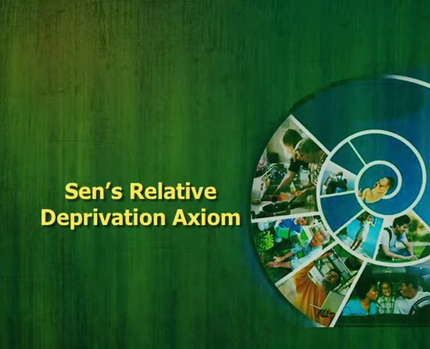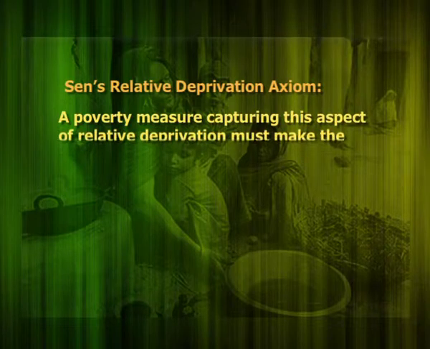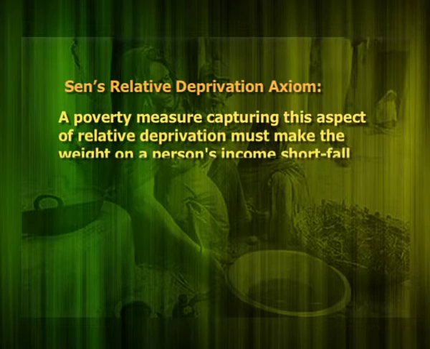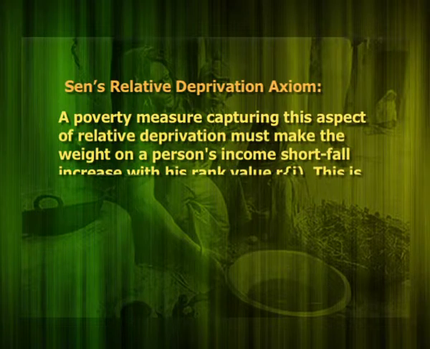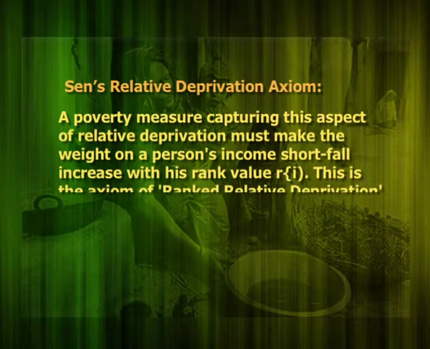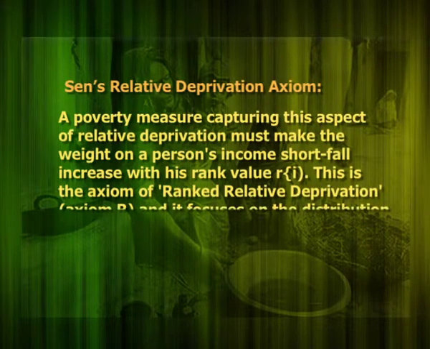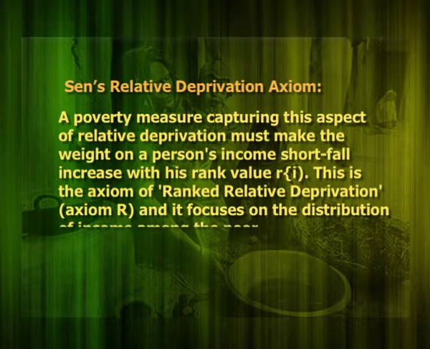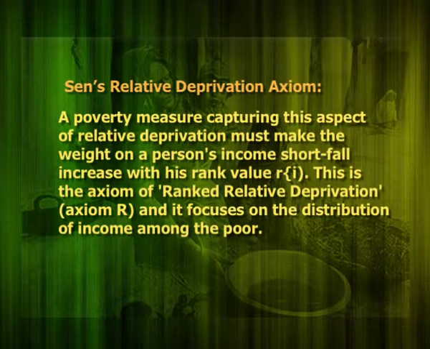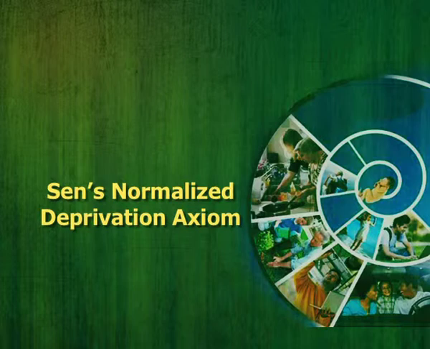What is Sen's relative deprivation axiom? Let us now understand that. Sen suggested that if all the poor, that is, all those who are below the poverty line, are ranked in an order where higher rank means more poor, the measure of absolute poverty also captures relative poverty. In other words, a poverty measure capturing this aspect of relative deprivation must make the weight of a person's income shortfall increase with his rank, which is in correlation to I. This is the axiom of ranked relative deprivation, which is axiom R, and it focuses on the distribution of income among the poor.